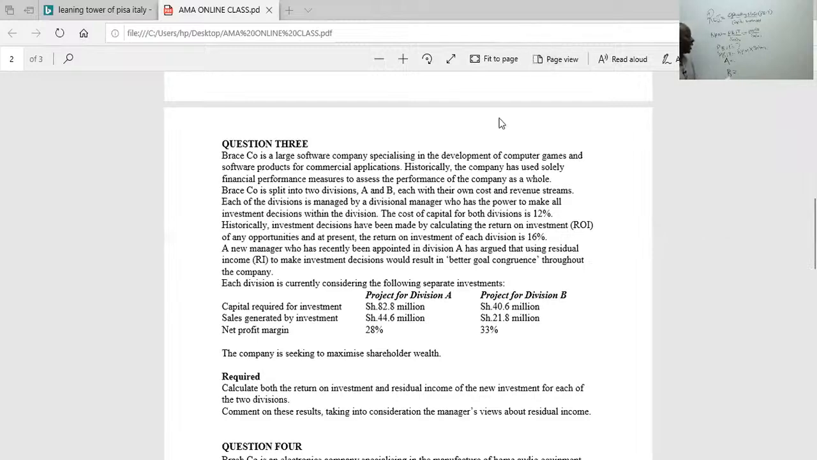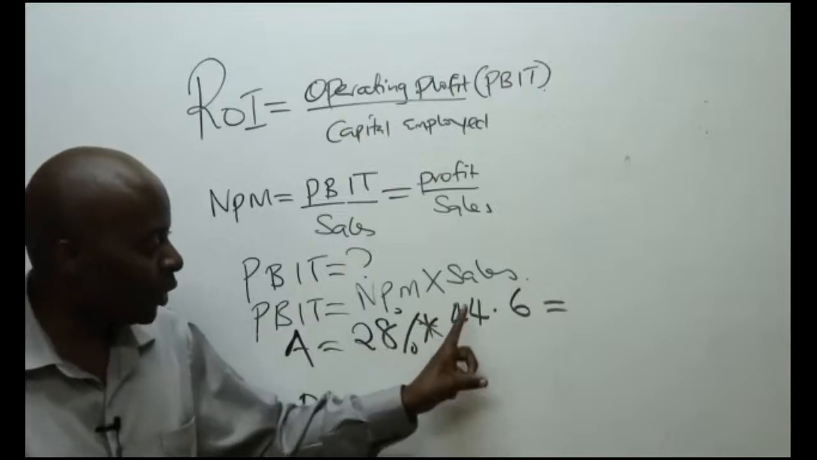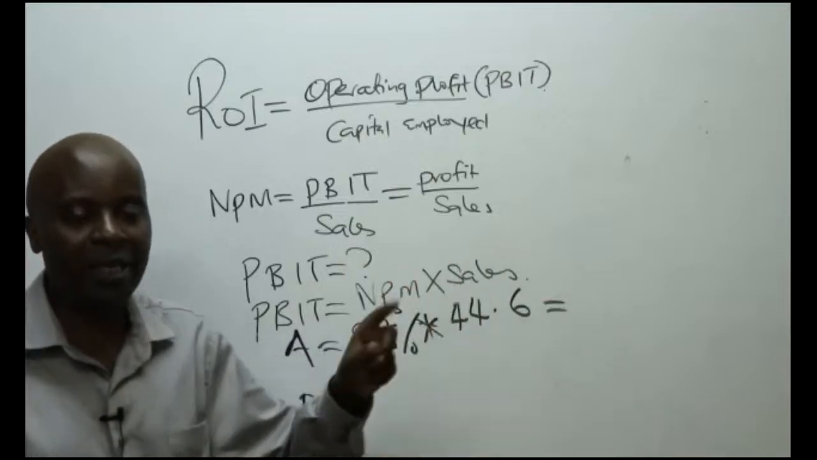For division A, are you able to see the net profit margin? In that question paper, the net profit margin for A is 28%, times the sales of company A, which they have given as 44.6 million. Could somebody give me this figure in the comment section? Please punch 0.28 times 44.6.